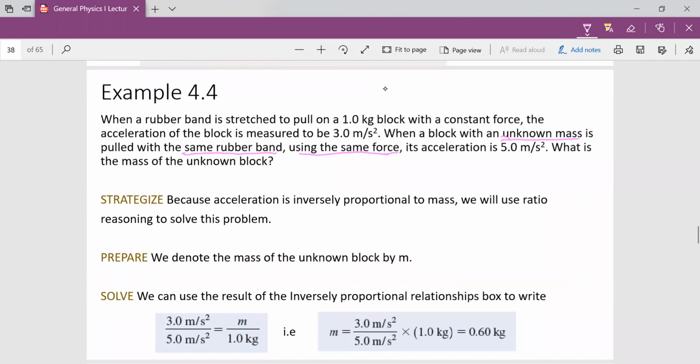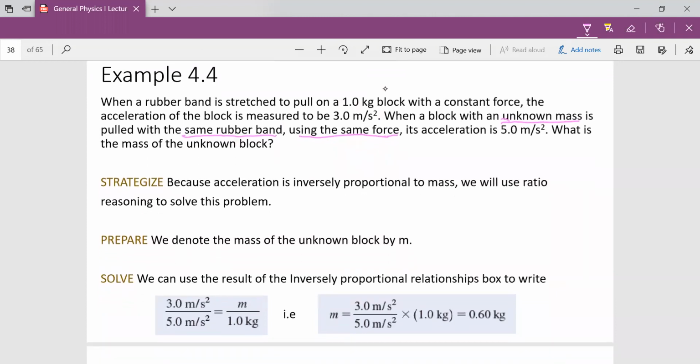So let's see this example. When a rubber band is stretched to pull a 1 kg block with a constant force, the acceleration of the block is measured to be 3 meters per second squared. When a block with unknown mass is pulled with the same rubber band using the same force, its acceleration is 5 meters per second squared. What is the mass of the unknown block?